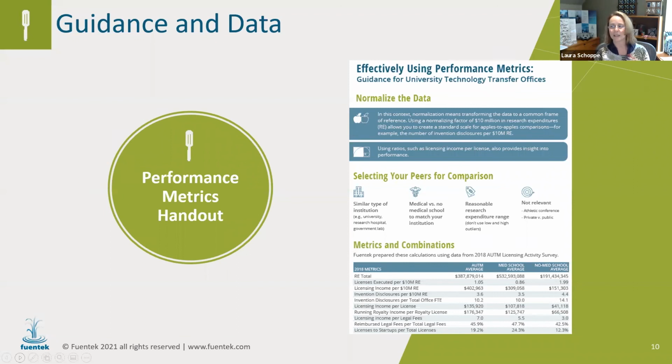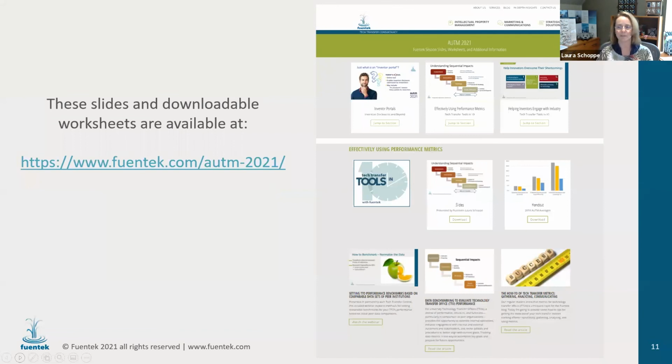So we created a handout that you can get that highlights these things, but at the bottom, it gives you some of the key metrics that we do look at, and it gives you the Autumn average as well as the med school average and the non-med school average, so that you can use that to compare yourself and use the spreadsheets yourself, but use those numbers for comparison purposes. And you can download all of this at this website.